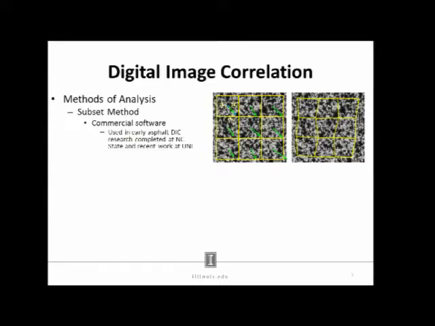And this is a pictorial representation of what the subset method is. It was used in early DIC applications in asphalt, specifically at NC State. It's also used in fracture characterization at University of Nebraska-Lincoln. It has its good and its bad sides. I guess the biggest issue that they see is the dependence on the speckle pattern.